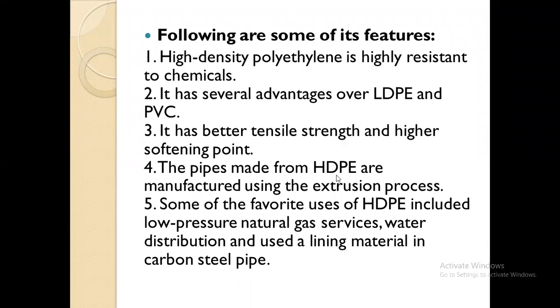The pipes made from HDPE are manufactured using the extrusion process, like PVC and CPVC. Some of the favorite uses of HDPE include lower pressure natural gas services, water distribution, and use as lining material in carbon steel pipes. Whenever you are manufacturing carbon steel pipes, for lining purposes you can use the HDPE material.